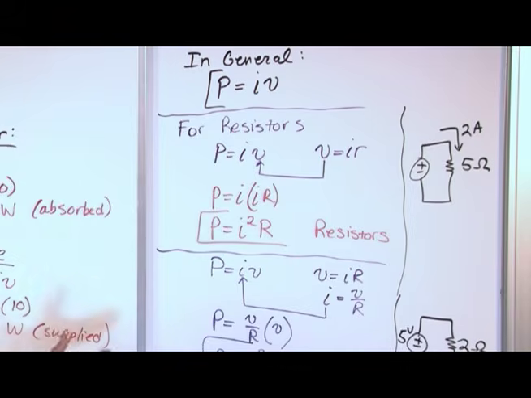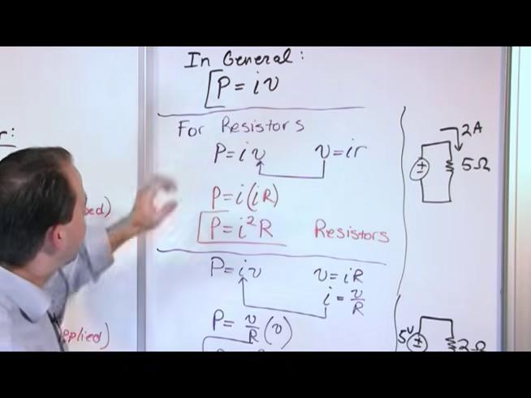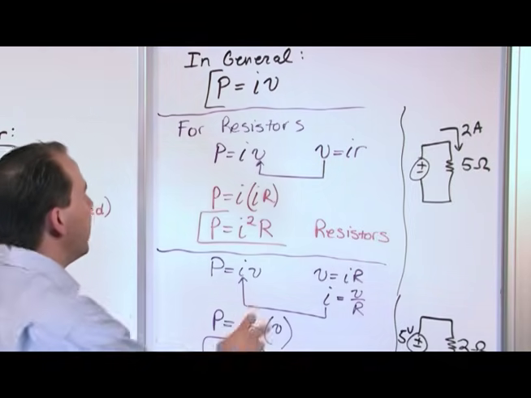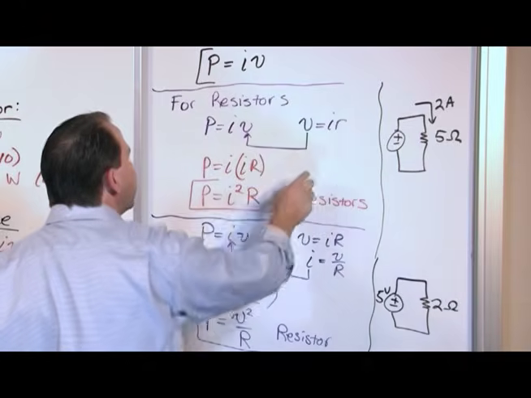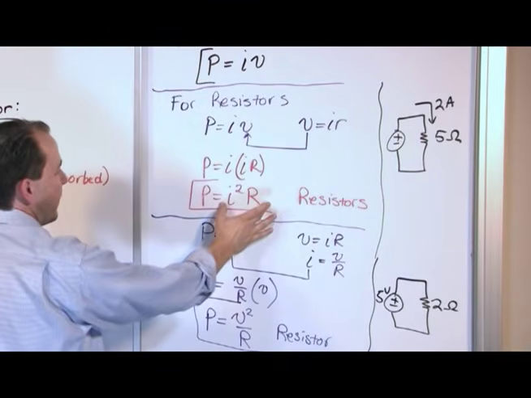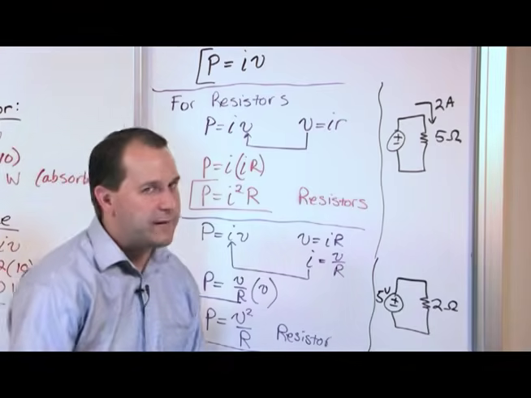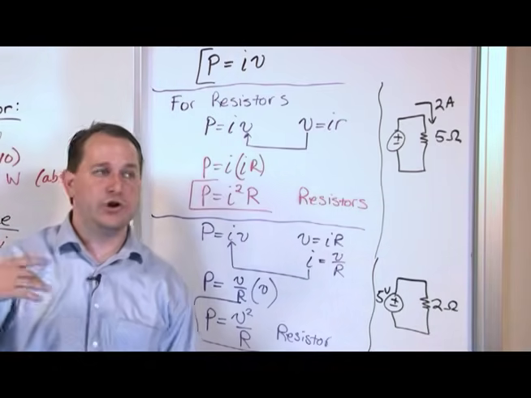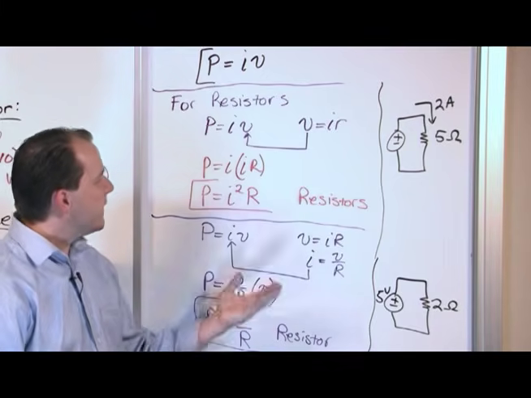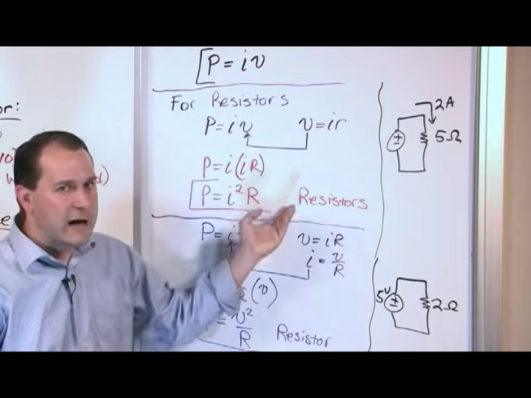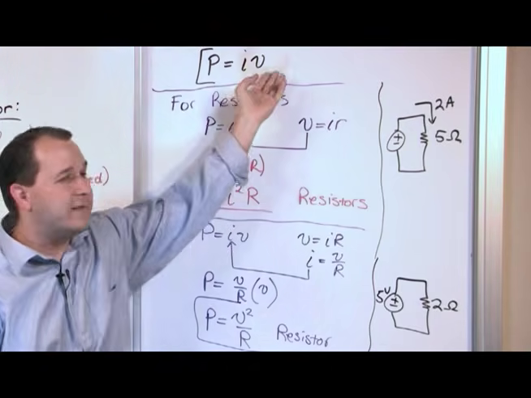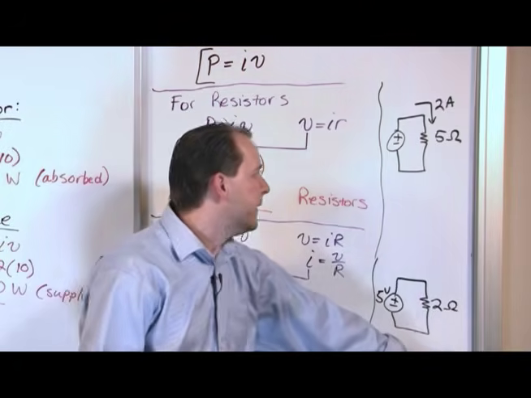All right, so then we talked about, in general, IV is the power. But for resistors, because of Ohm's law, we can substitute in and find out that this is another relation for power, and this is also an equivalent relation for power. It just depends on what you have. If you know the voltage across something and you know the resistance, use this guy. If you know the current and the resistance, use this guy. If you don't know either one of those and you know this, use that guy. It's all the same thing.